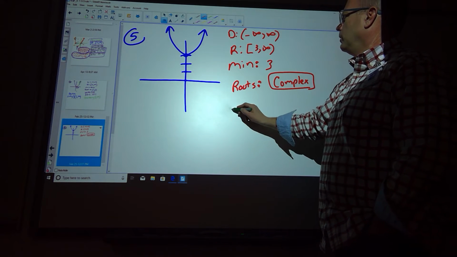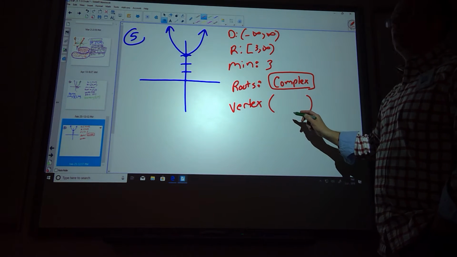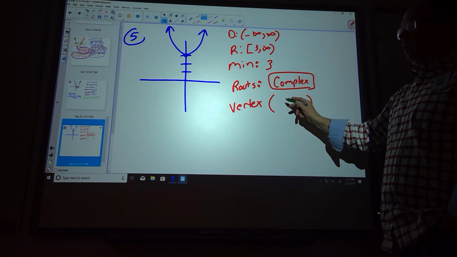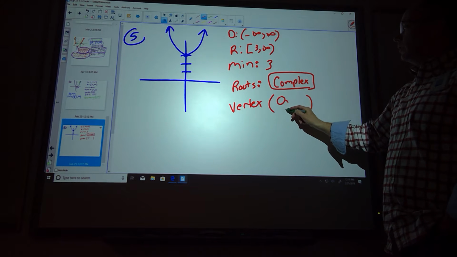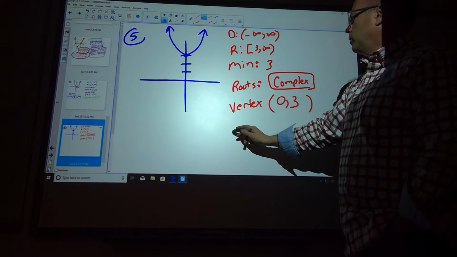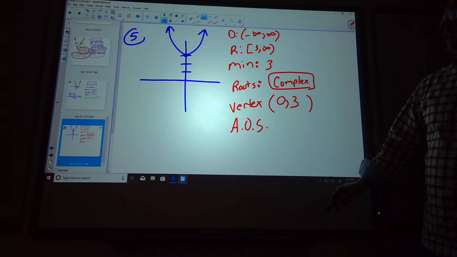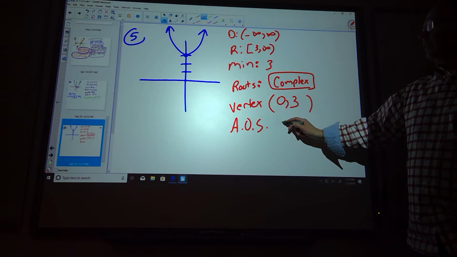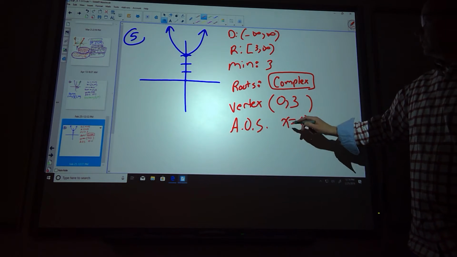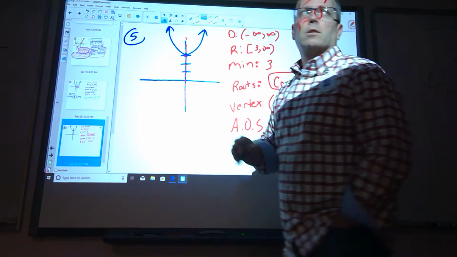Roots, vertex, we can do that. What's the vertex? 0, 3. Okay. Axis of symmetry, we'll call it AOS. What's the axis of symmetry? 0. It's the x component of the vertex. So it's this. That's my axis of symmetry.